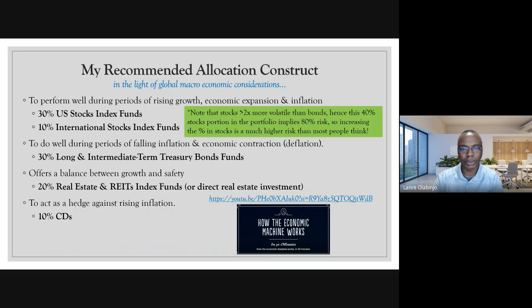And then we're going to talk about all of this in a little bit. 30% into long and intermediate term treasury bonds. And what are those things? I'll talk through it in a minute. And then 20% in real estate or real estate index funds. And then 10%, this is now where your cash is, the CDs or CD type investment, money market, and things like that.